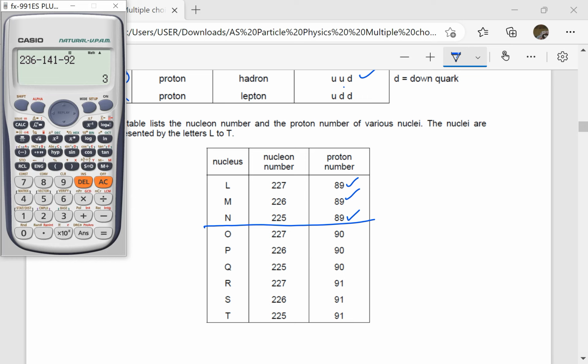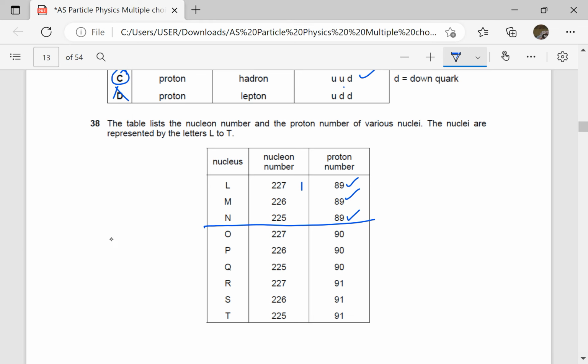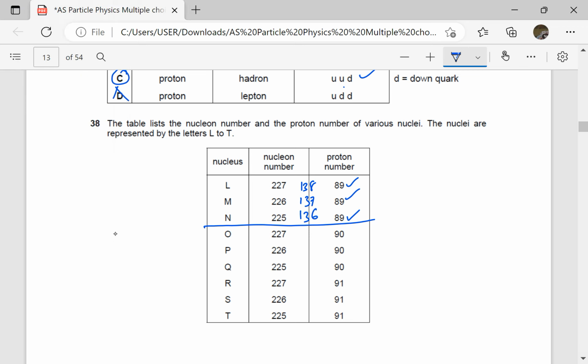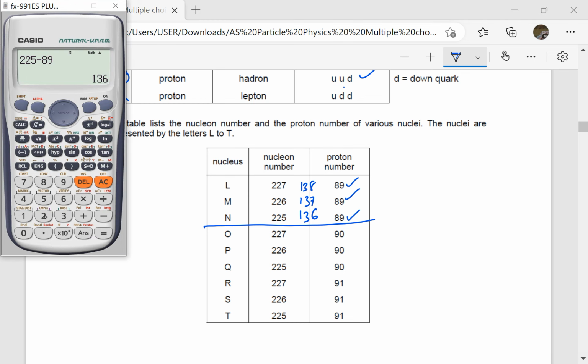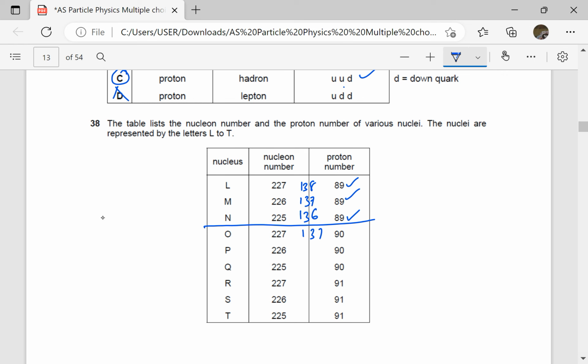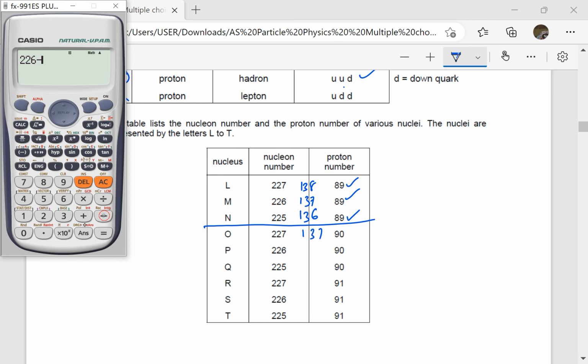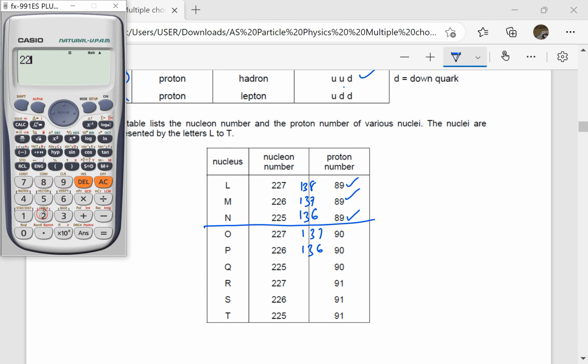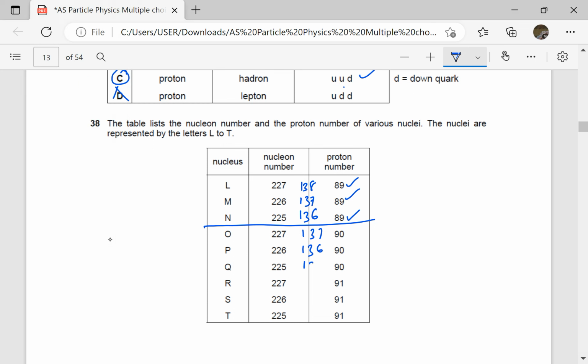For the neutron number, we just go on subtracting. 227 minus 89, this one is 138. 226 minus 89, 137. 225 minus 89, 136. 227 minus 90, this is 137, then 226 minus 90, 136, and 225 minus 90, that's 135.